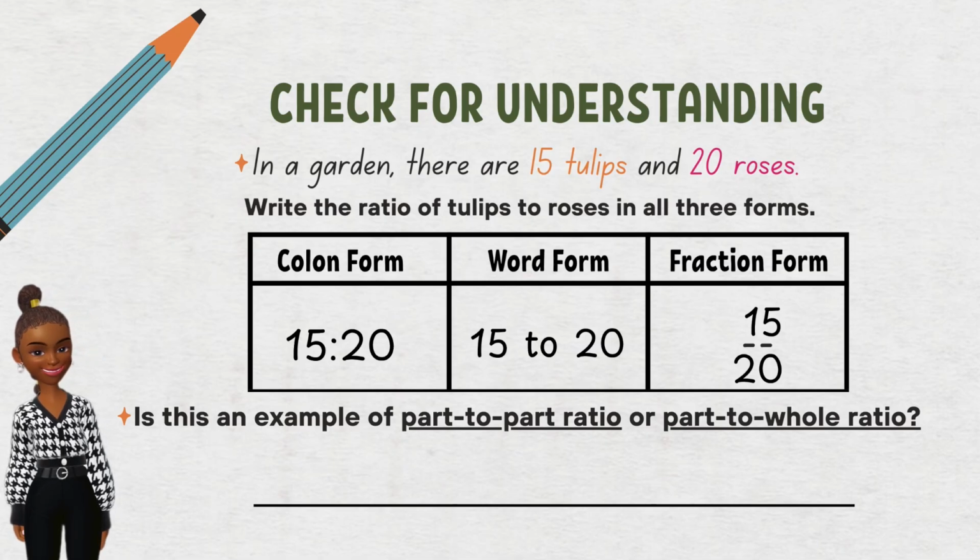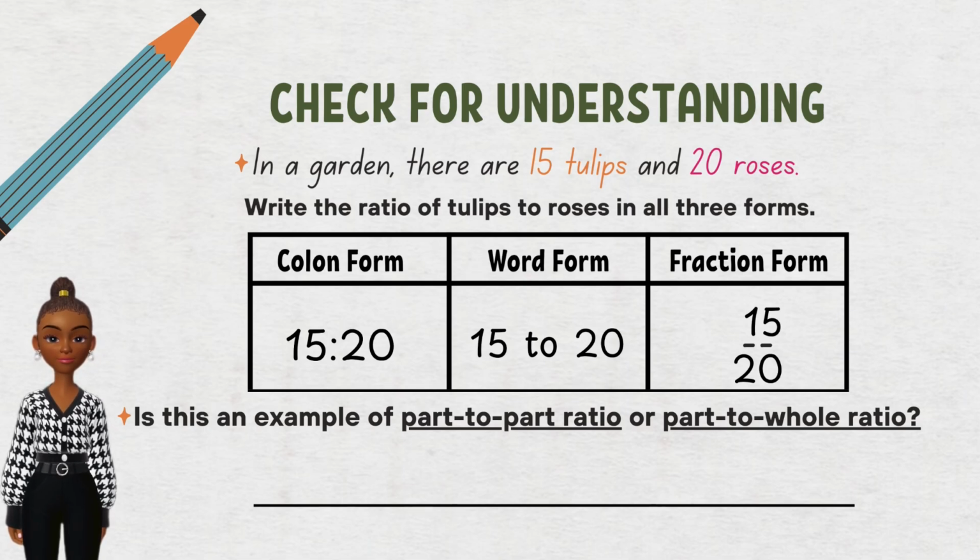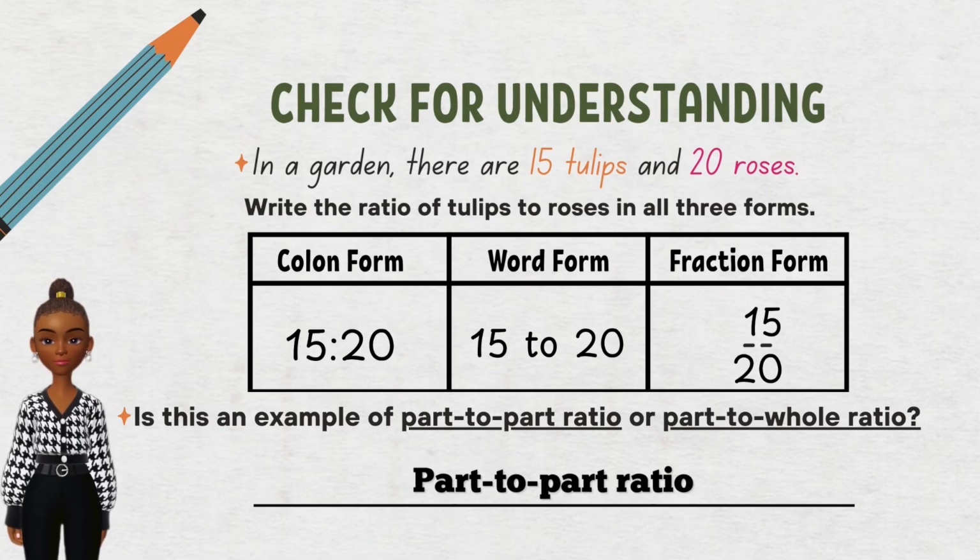Great job! Tulips come first, so your answer should be 15:20, 15 to 20, and 15/20. One more question. Let me quiz you on your vocabulary really quick. Is this an example of a part-to-part ratio or a part-to-whole ratio? Pause and think. This is a part-to-part ratio because we are comparing part tulips to part roses. Those are 2 different groups.